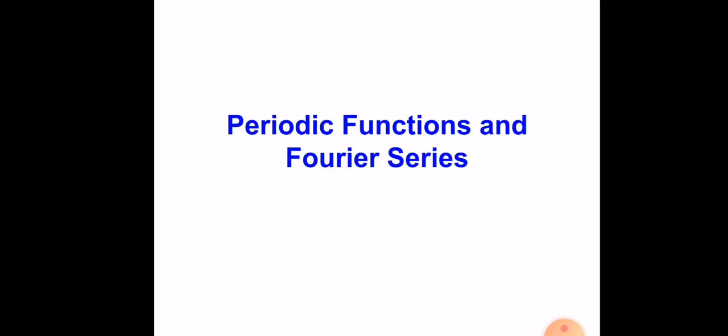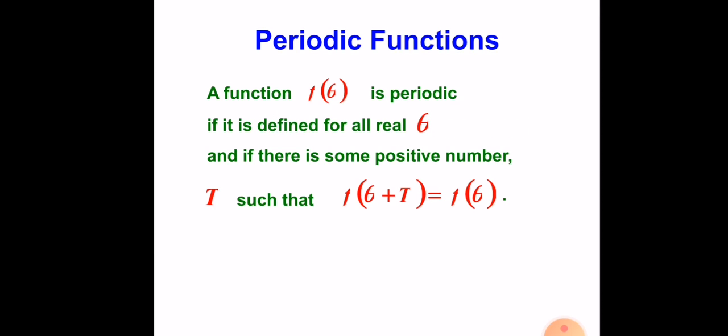What is meant by a Fourier series? Definitely it is a series. It is a series expansion of a function, or a representation of a function in a series of sines and cosines, if that function is a periodic function.